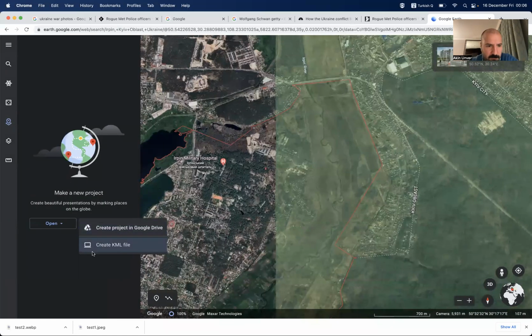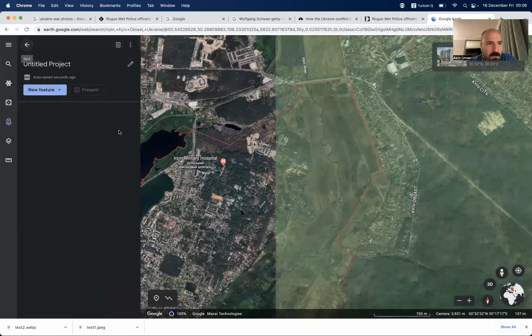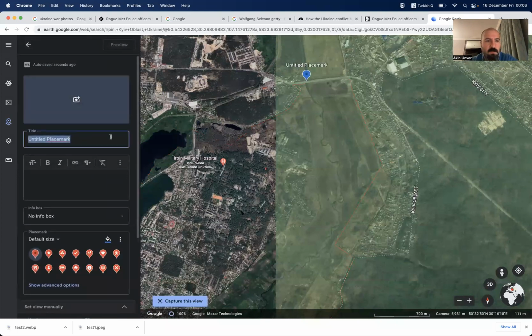So basically, if we are talking about, let's see, new feature. Can we add place marks? Oh, we can add place marks. So let's add a place mark here. This is bridge number 1.